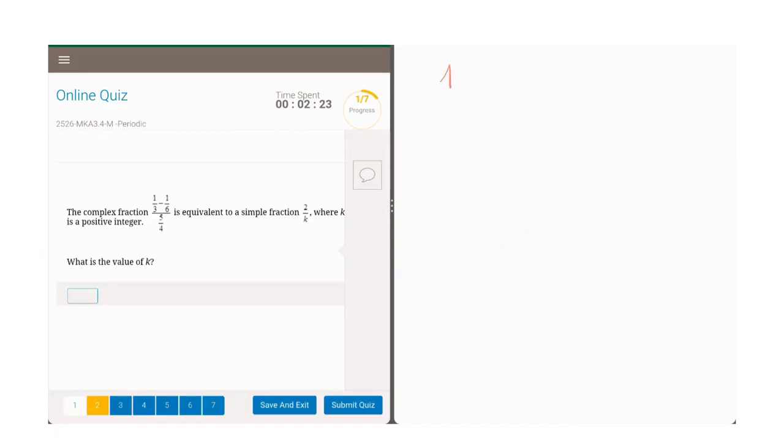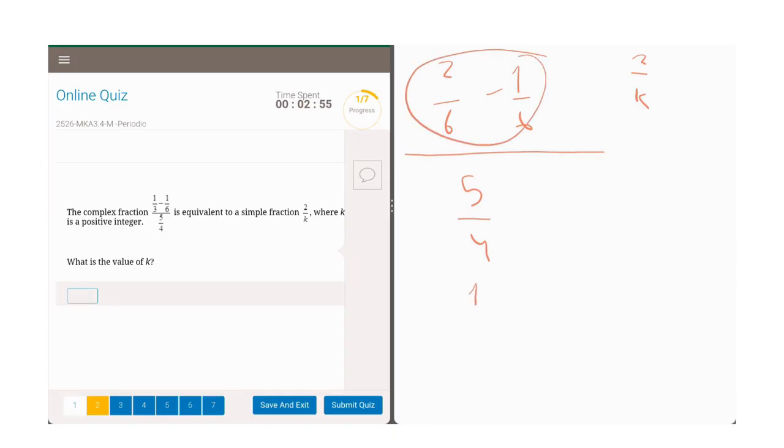The complex fraction 1 over 3 minus 1 over 6 all over 5 over 4 is equivalent to a simple fraction 2 over k. So the top we have the LCD. We need to make the LCD. What's an LCD of 3 and 6? It would be 6. So we need to multiply 1 over 3 by 2 on both sides. So it will become 2 over 6 minus 1 over 6 all over 5 over 4. So we can simplify this to be 1 over 6 all over 5 over 4.